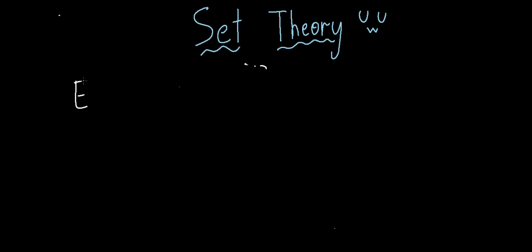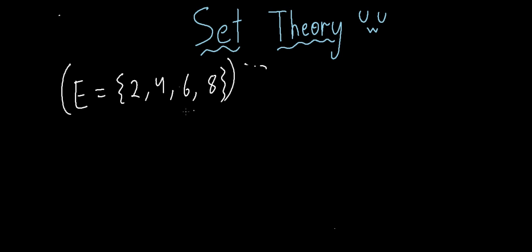Okay, let me use E to represent even numbers, and in this set we'll write 2, 4, 6, 8. And that's all, because it said less than 10, so we'll just write this. This is the roster notation. Roster notation is simply writing down this set.